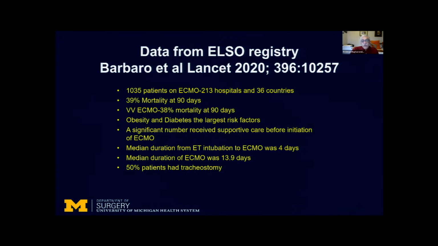And the median duration from endotracheal intubation to ECMO was 4 days. That means the patients who are going to deteriorate likely deteriorate earlier. And the median duration of ECMO is about 14 days. And this is a number that I want to talk about, and that is 50% of the patients had tracheostomy. Which is part of what we are currently doing when we see patients with COVID. After we put the VV ECMO, once they have stabilized, we will consider a very early tracheostomy.